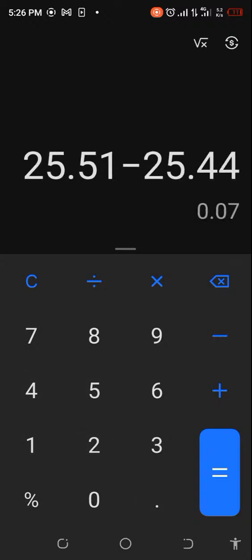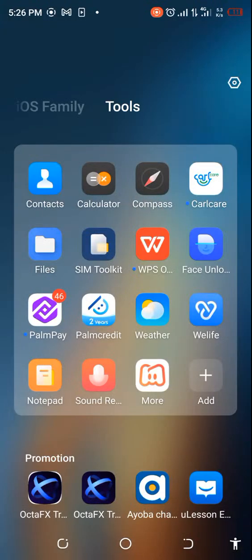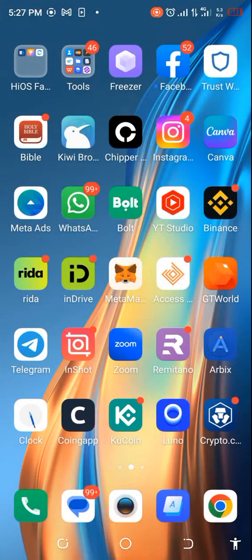So let's see, 25.51 minus 25.44. Okay, 7 cents. Now, why is this amount a little bit on the small side? It's because I'm using a small capital, and the transfer fees are the same, except for the trade fees. The transfer fees remain the same.